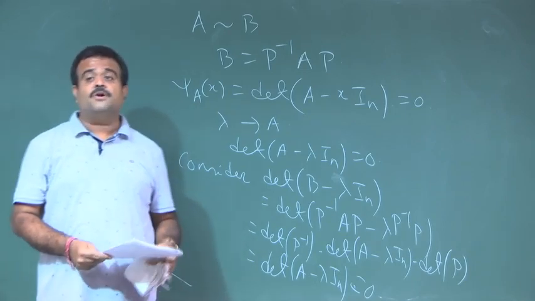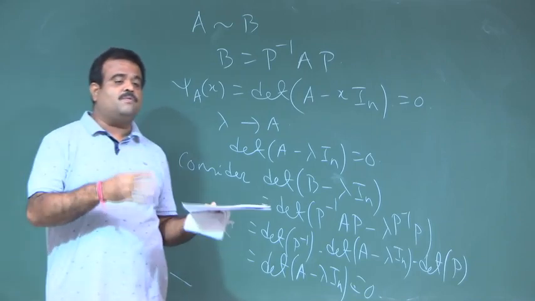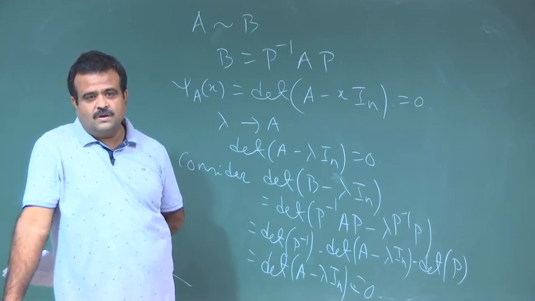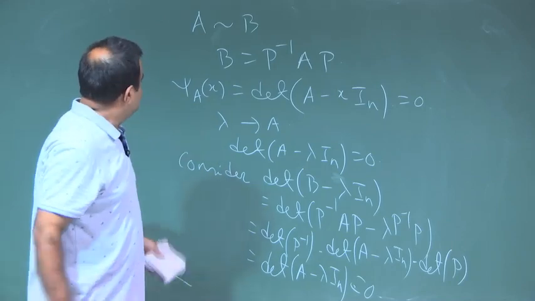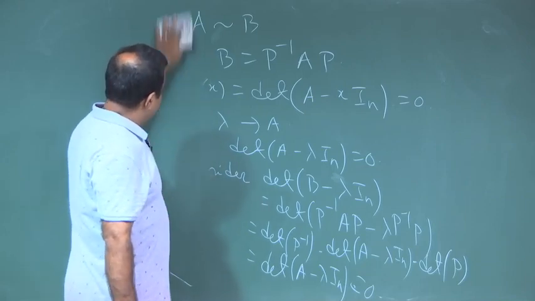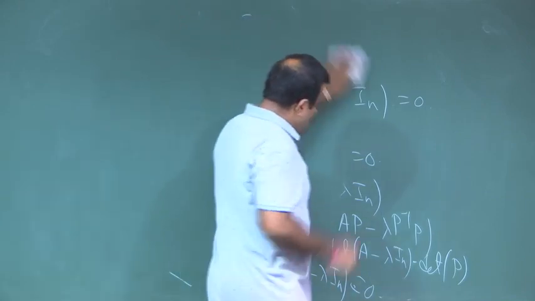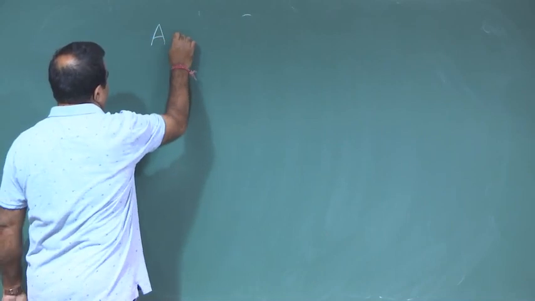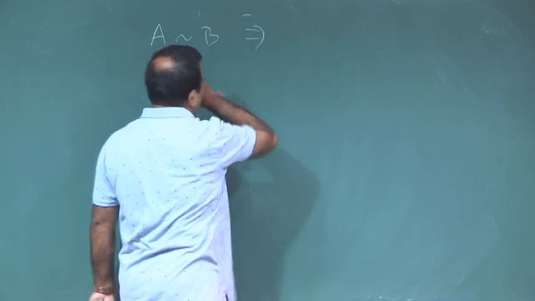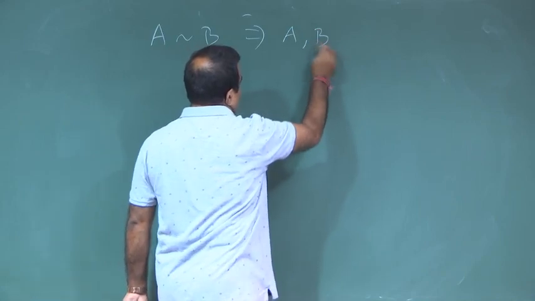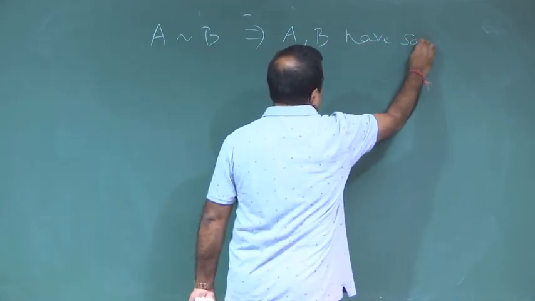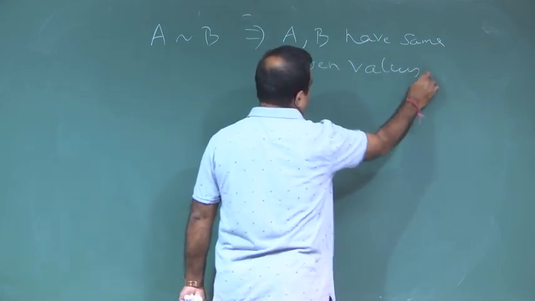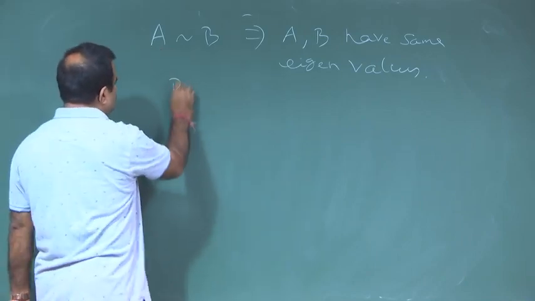But the converse is not true. That means if we have two matrices which have the same set of eigenvalues, they may not be similar. We have to justify that by taking an example. This result says: if A, B are similar, this implies A, B have the same eigenvalues. This we have just seen, but the converse is not true.